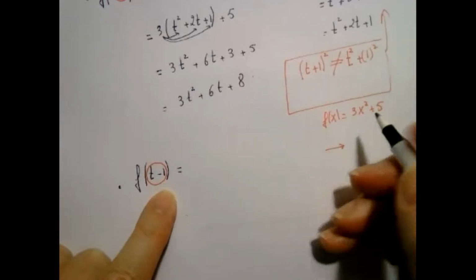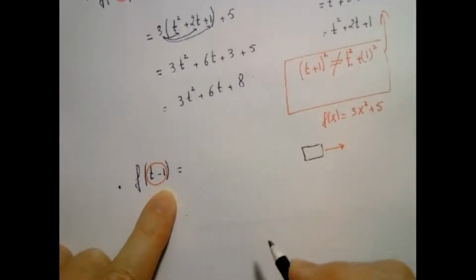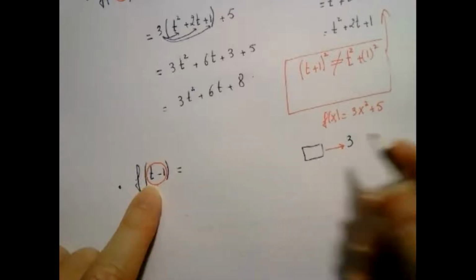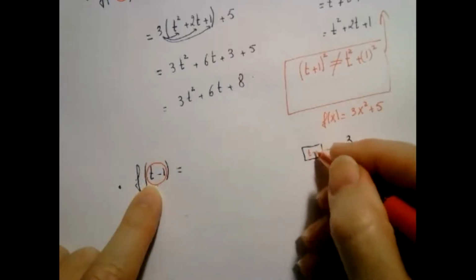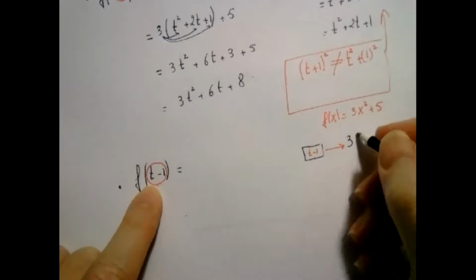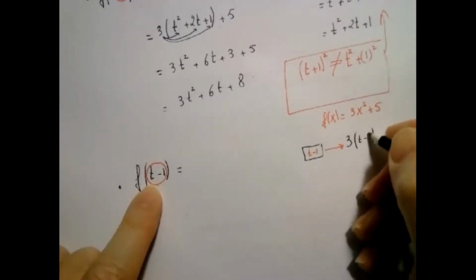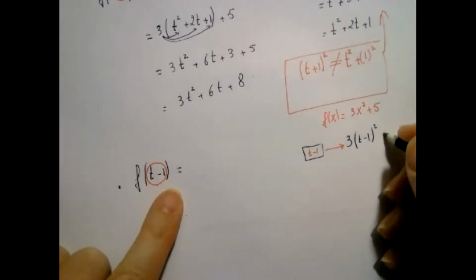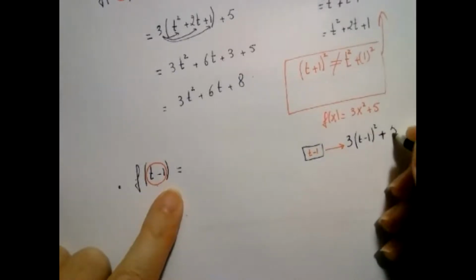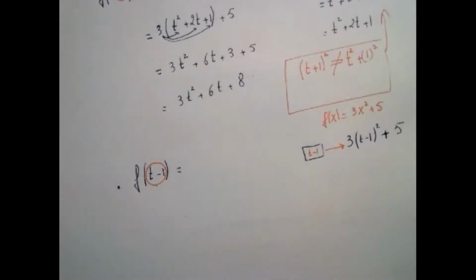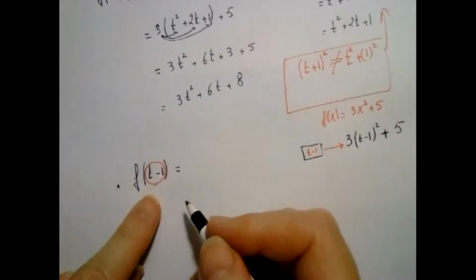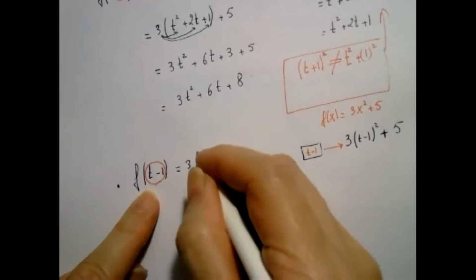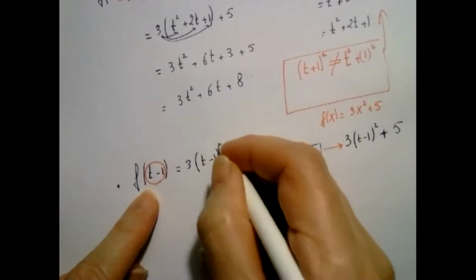Where does f send an input? Whatever you give it. Would it be 3x squared plus 5? Yeah, but what's my input in this scenario? T minus 1. So if you put t minus 1 here, f will send it to where? 3 times t minus 1 squared. Keep going. Plus 5. Okay, so that's what f does to anything between the parentheses, whatever it is. It's t minus 1, that's what it's going to do to it. So it's 3 times t minus 1 squared plus 5.